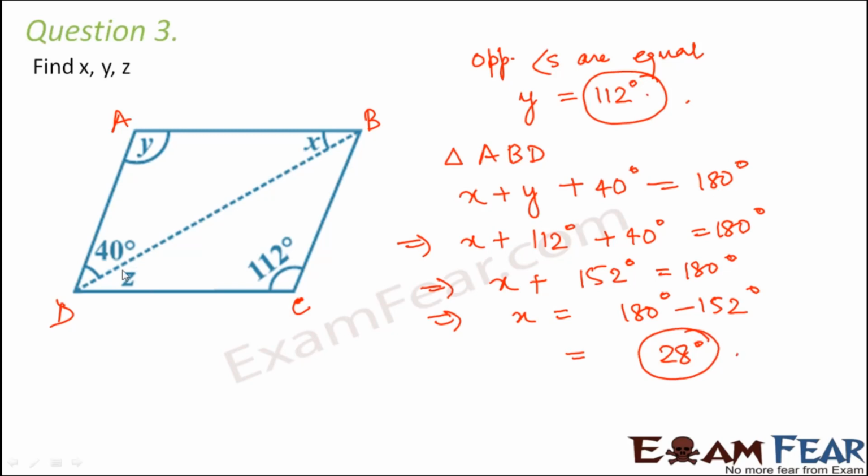So, what is left out? Z. Now, if you look at z, z will be equal to x. That is because AB is parallel to CD. Therefore, alternate angles would be equal. So, we can say z will also be equal to 28 degrees.